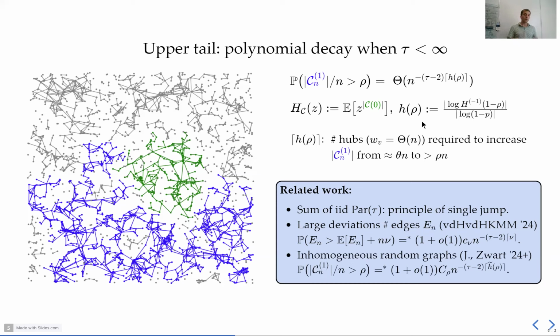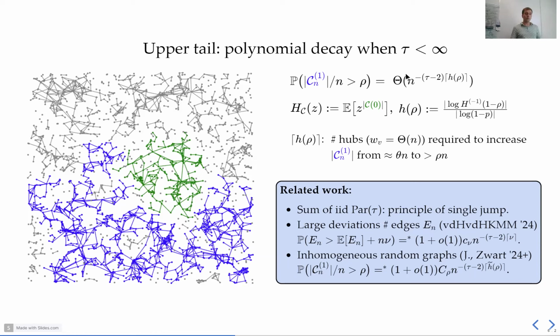And another similar result is a paper that I'm currently about to finish with Bert Zwart. There we also study the size of the largest component, but then in non-spatial random graphs, where we see a very similar decay as what we see above, except that we can explicitly identify this constant C rho. We don't have this steep annotation here.